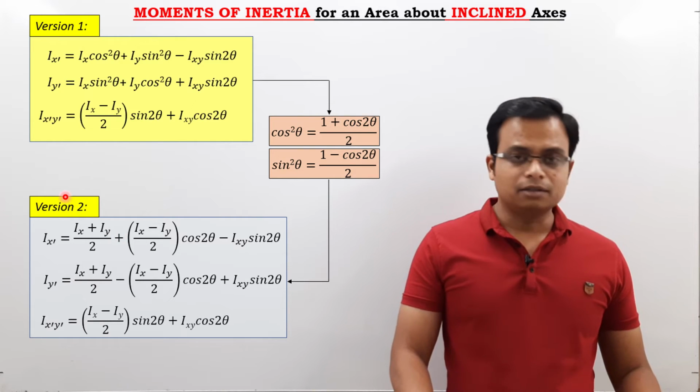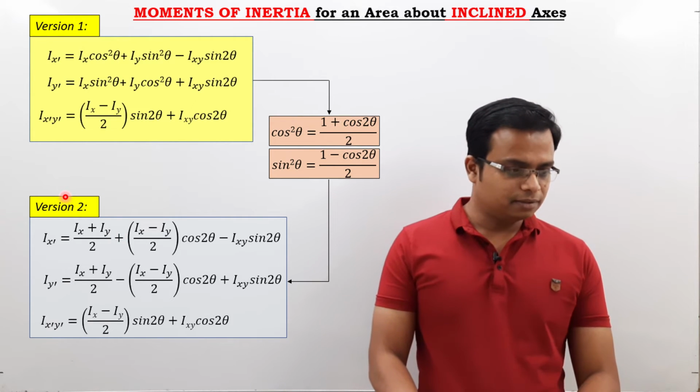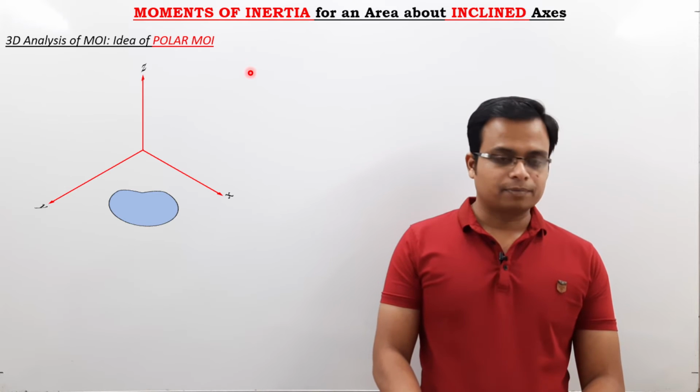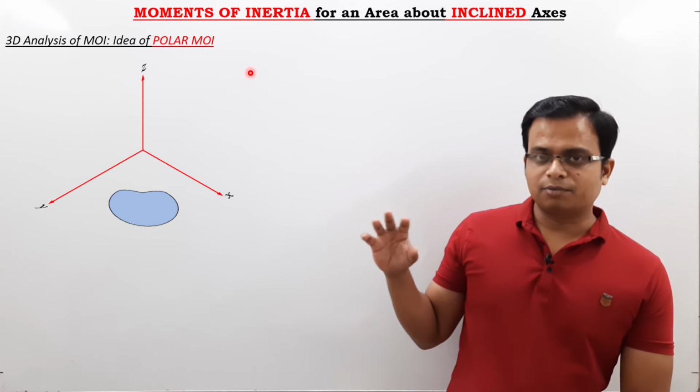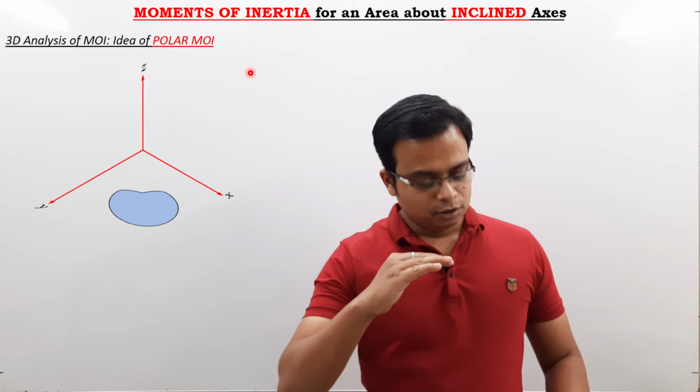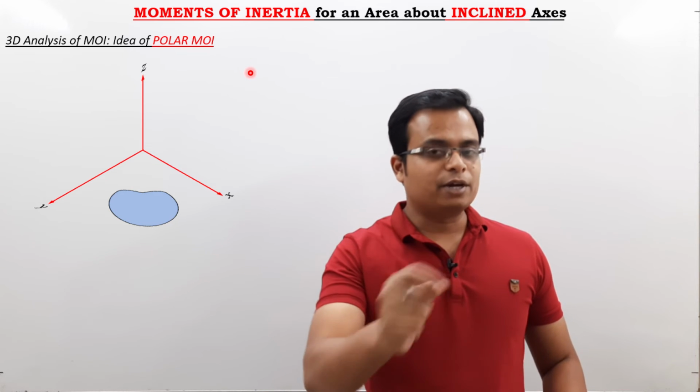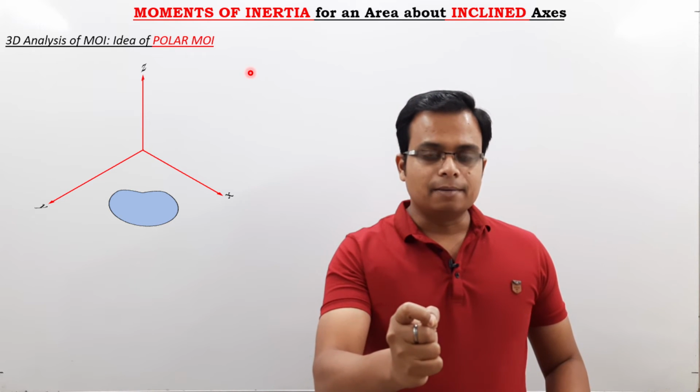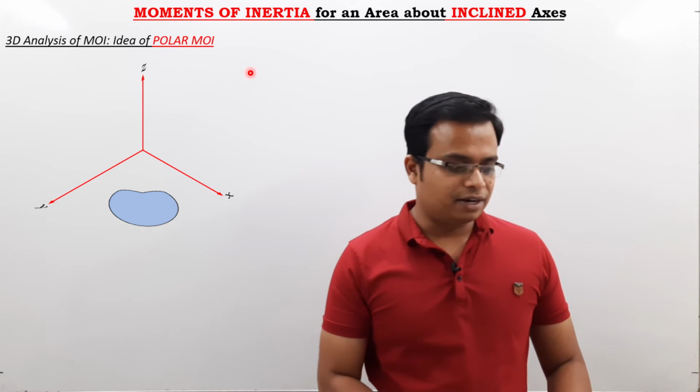This is version 1, this is version 2. Very simple, isn't it? Okay. So that was all about transformation equations. If you've got any angle theta, based on that, with respect to the new pair of axes, you can work out the new moment of inertia. That can be done very easily.